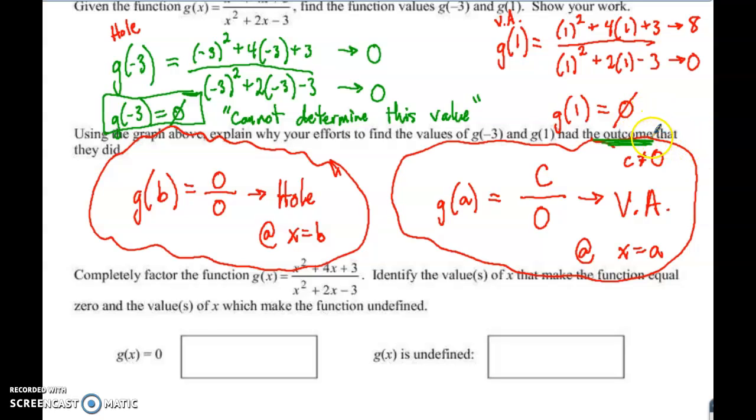And that should make sense to you. I say it should because some of you might still be hazy on that. But how did we determine the domain of a problem? Well, the domain, I'll jot that down. The domain, we set the denominator not equal to 0 and solved. Well, that's essentially what's happening here.